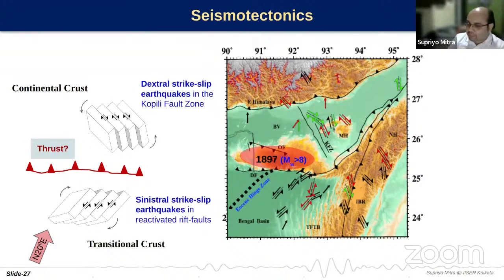And we know that the thrust fault, which is the Dauki fault, is capable of producing magnitude 8+ earthquakes, 1897 being one of them. There is obviously a debate as to if it was on the Dauki fault or the Oldham fault.